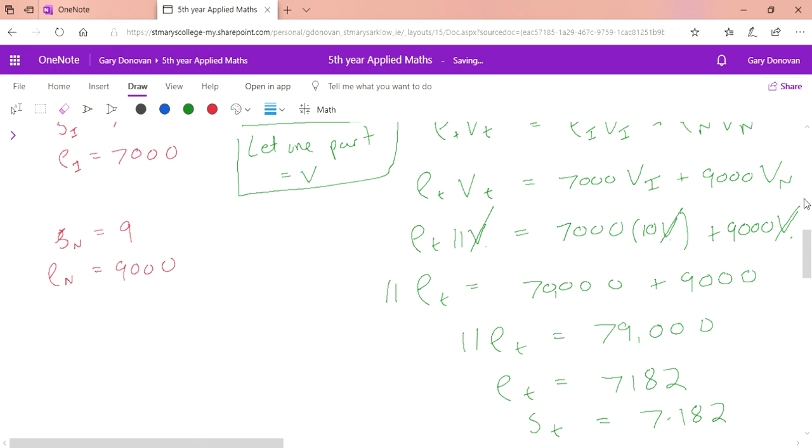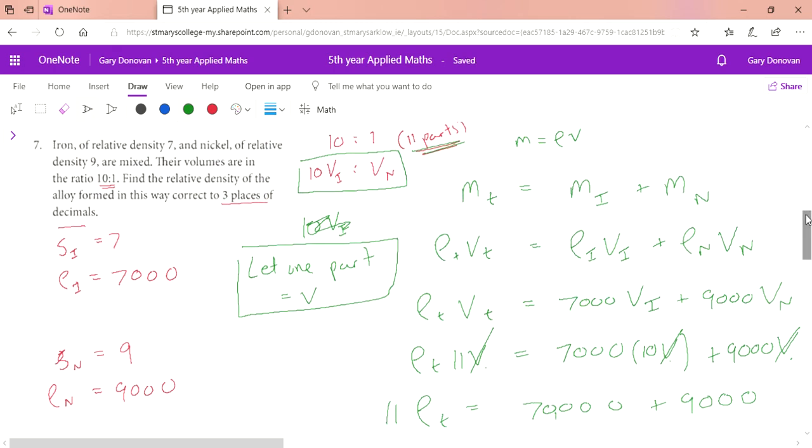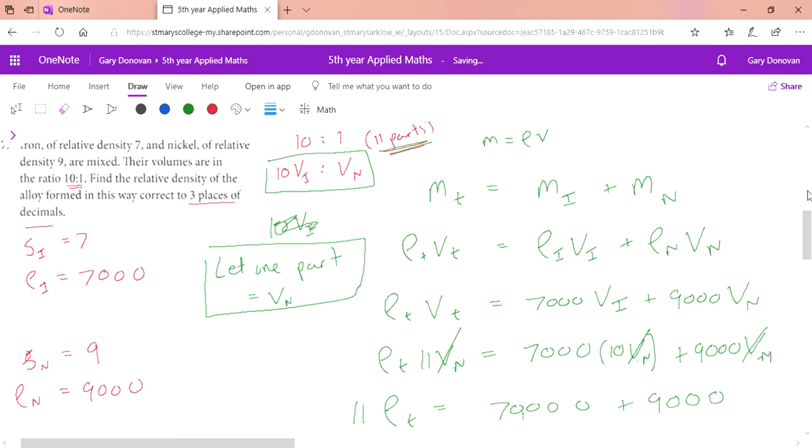Another way you could approach it, I'm just thinking out loud now, is you could probably sub in. What I've really done there is I said let one part equal the volume of the nickel. So I'm saying that the total volume is 11 times the volume of the nickel, whereas the iron is 10 times the volume of the nickel. And the same thing happens, it will just all cancel.